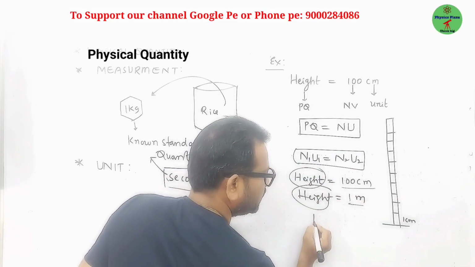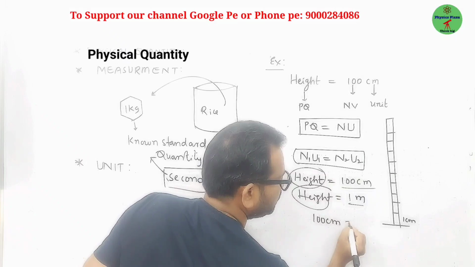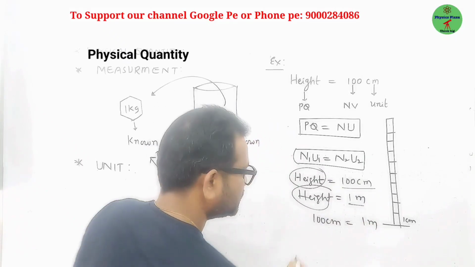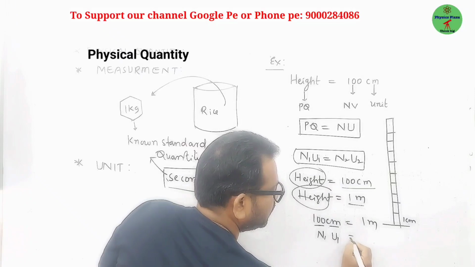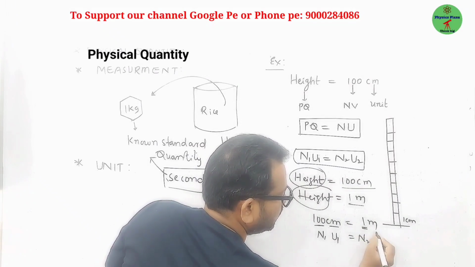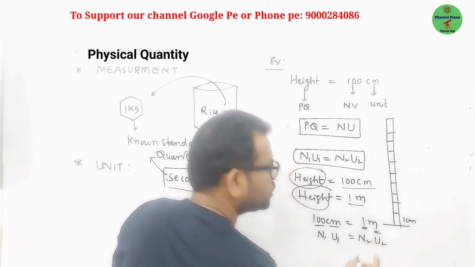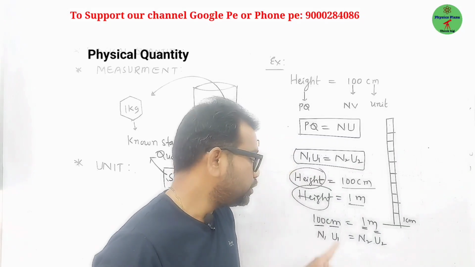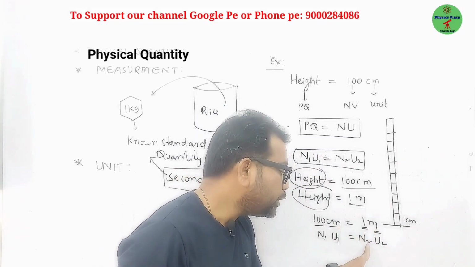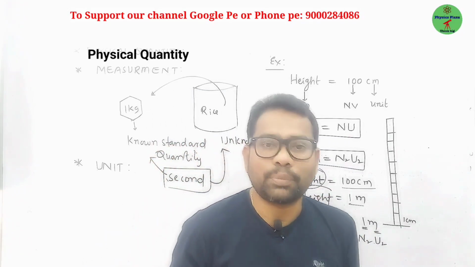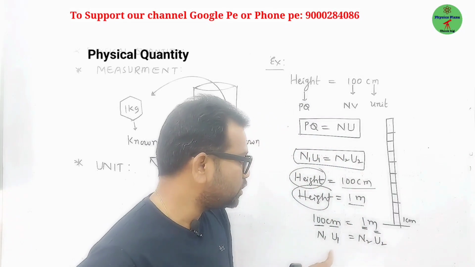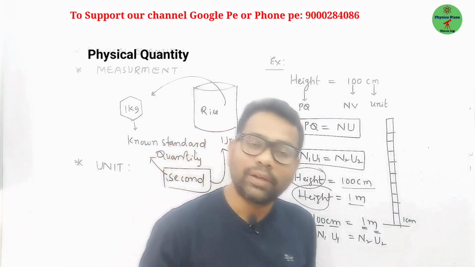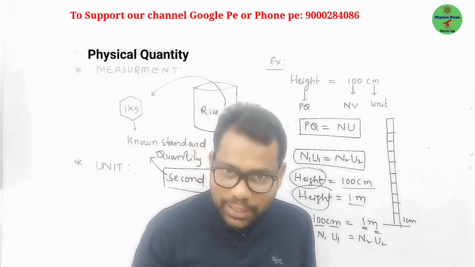Or can I write like this? 100 centimeter is equal to 1 meter. Yes, we can write. So this 100 is nothing but N1, this centimeter is U1, and this 1 is N2, and this meter is U2. So what I mean to say is that here, when you change the system of units, the numeric value will change. This is a very important point to be noted. Dear children, when you change the system of units, the numerical value will change. Is the point clear? Fine.